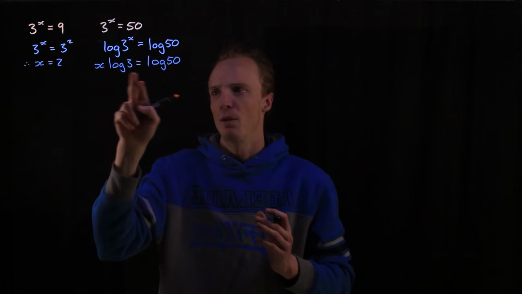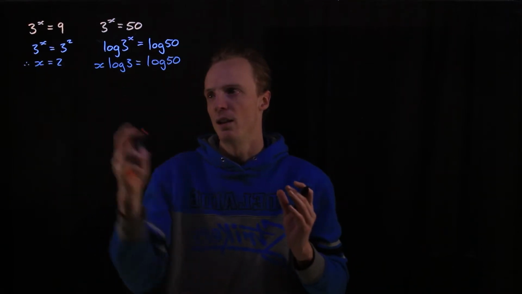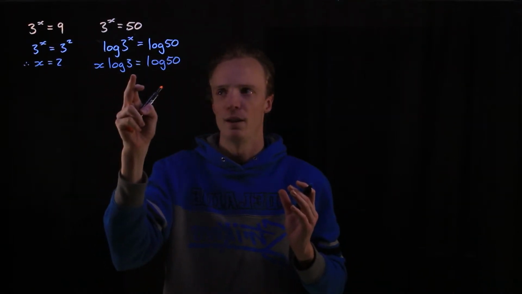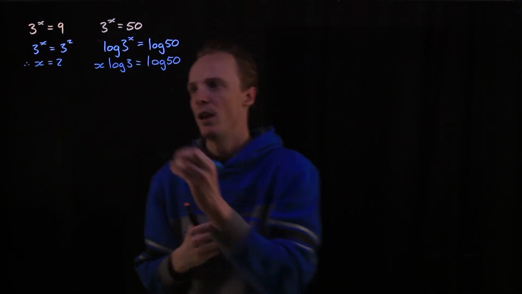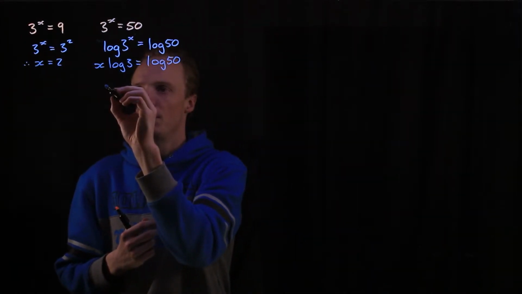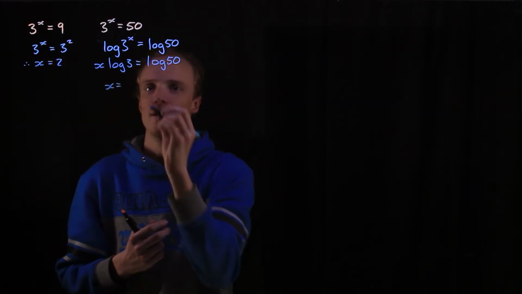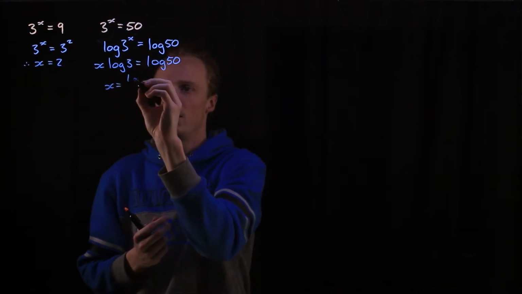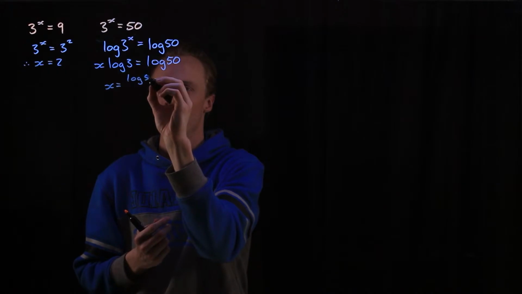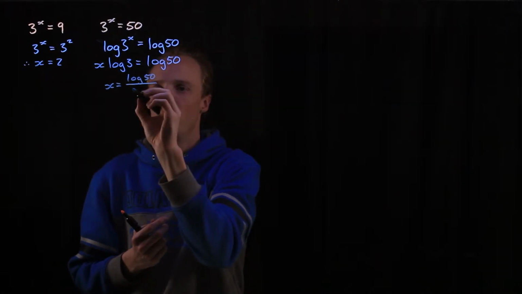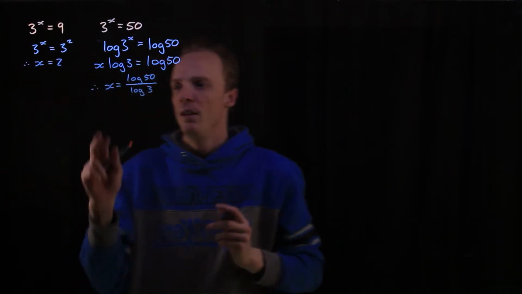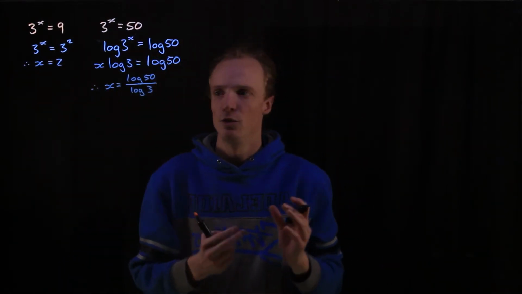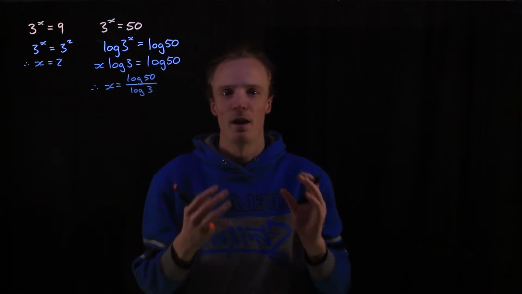Now, because it's multiplying, I need to do the opposite. I need to divide this side by the log of 3 to cancel it out. But whatever I do to one side of the equation, I must do the other. So if I divide both sides by the log of 3, the left-hand side is left with x. The right-hand side is going to have the log of 50 divided by the log of 3. Now, this here is the exact solution for my value of x, for my power of x.